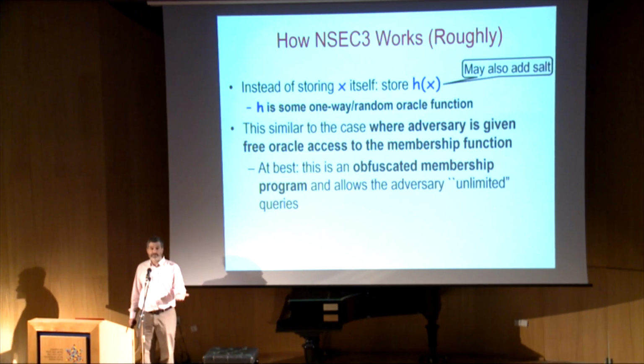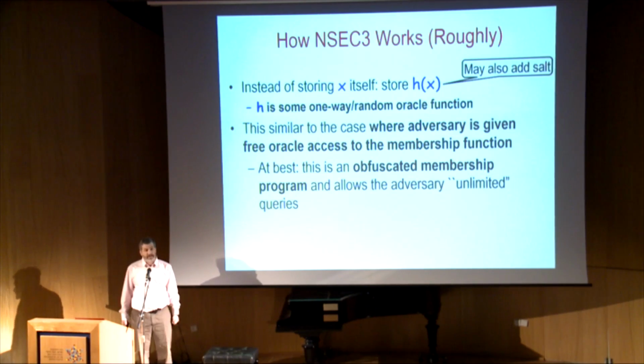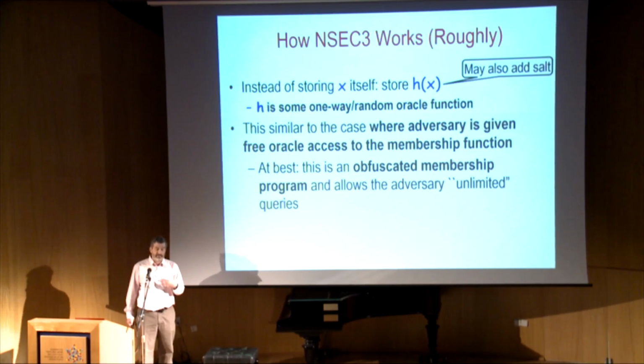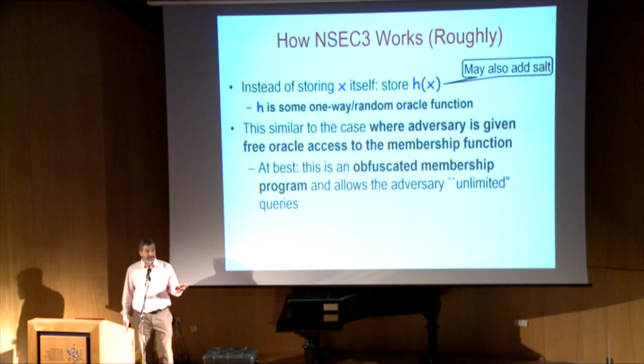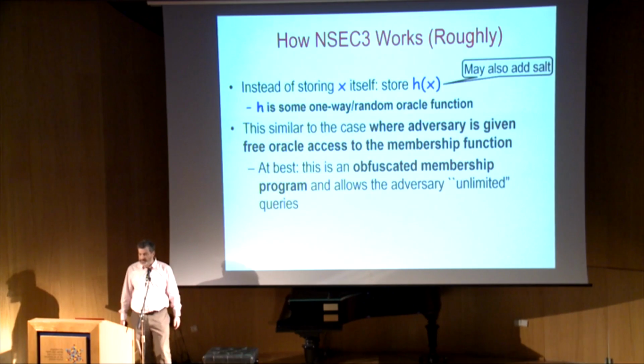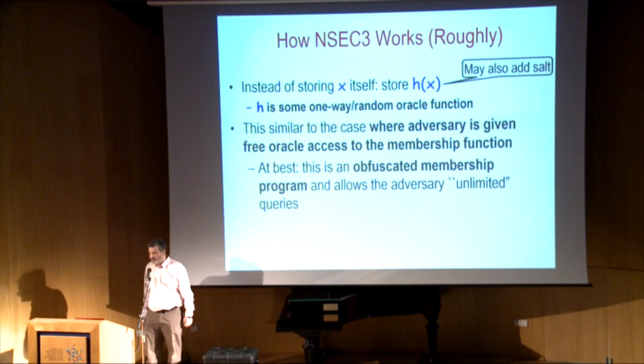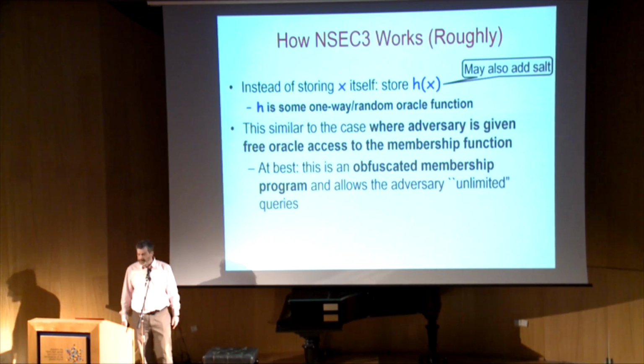After a while, you get all of the H of Xi's, and now the resolver, or the attacking resolver, doesn't need to go to the secondary in order to find out whether something is in the set or not. He can do it on his own, at a much greater speed, and there will be no trace that he's actually doing it. So at best, if you're optimistic, it's as if you publish an obfuscated membership program that allows the adversary unlimited queries.